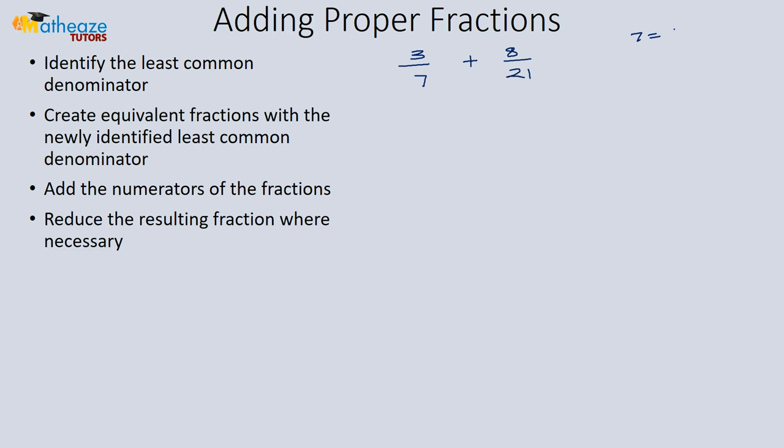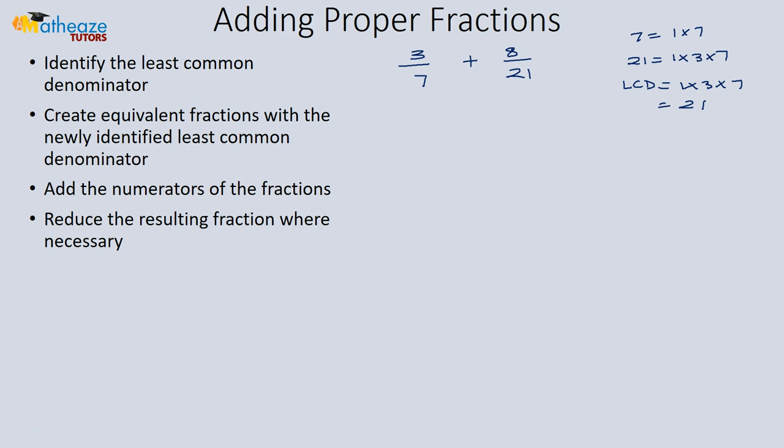So let's look at this here. 7, we have 1 times 7. 21, we have 1 times 3 times 7. So your LCD is going to be 1 times 3 times 7, which is 21. So our LCD is 21.